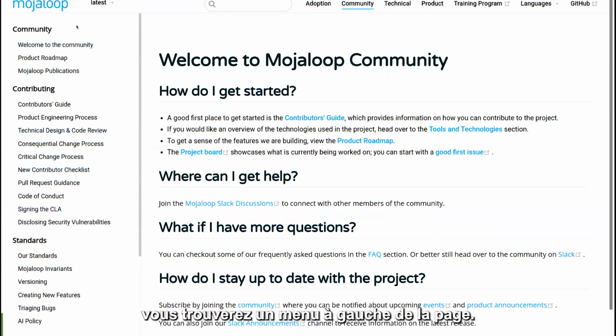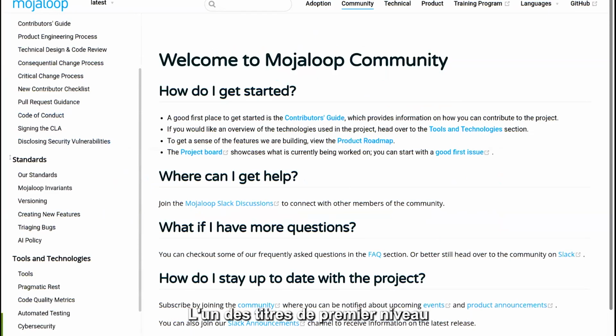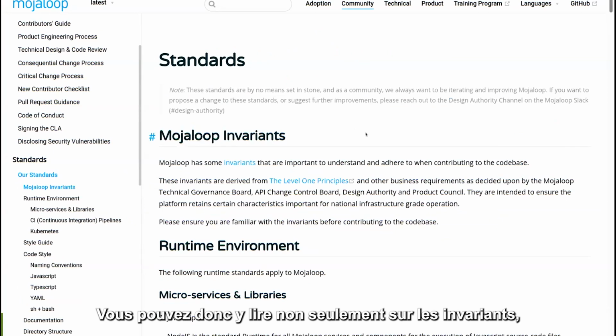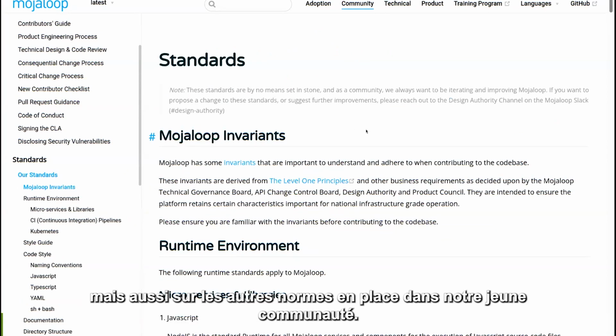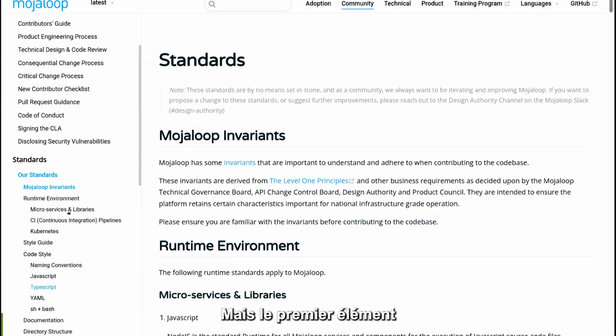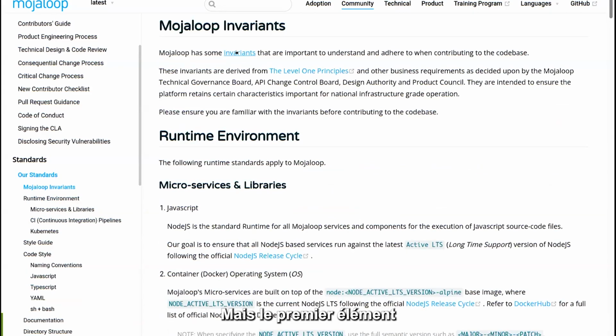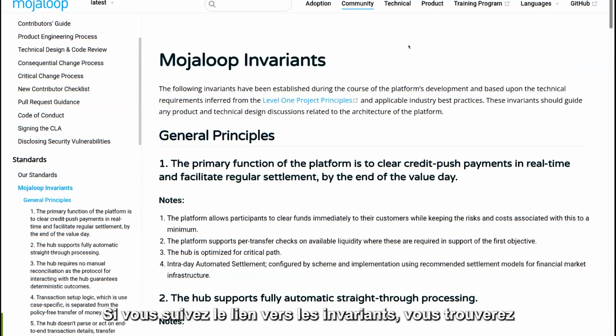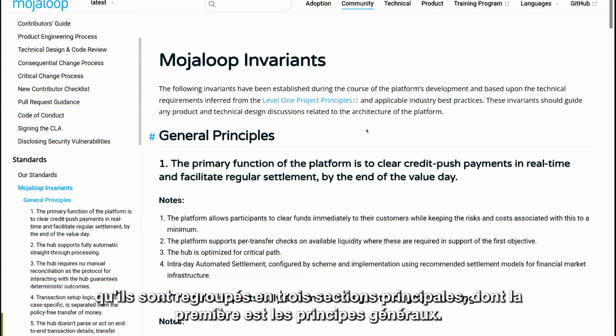In the community section, you'll find a left-hand menu on the side of the page. One of the top level headings, standards. So you can read all about not just the invariants, but the other standards that are in place in the MojaLoop community as well. But the first item on the standards page is in fact about the invariants. They're super important base level principles. If you follow the link to the invariants, you'll find they're grouped into 3 main sections. The first of which is general principles.